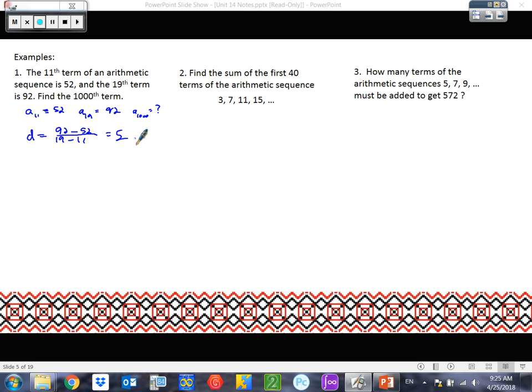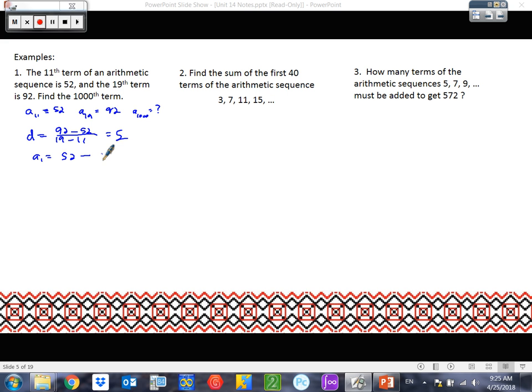All right, so we also need the first term to write our formula. So to find a sub 1, this is something that you could do. What I'm going to do is I'm going to take the 11th term, 52, and I'm going to subtract. So I have the 11th term and I want the 10th term. Excuse me, I want the first term. I have the 11th, I want the first term. So what do?